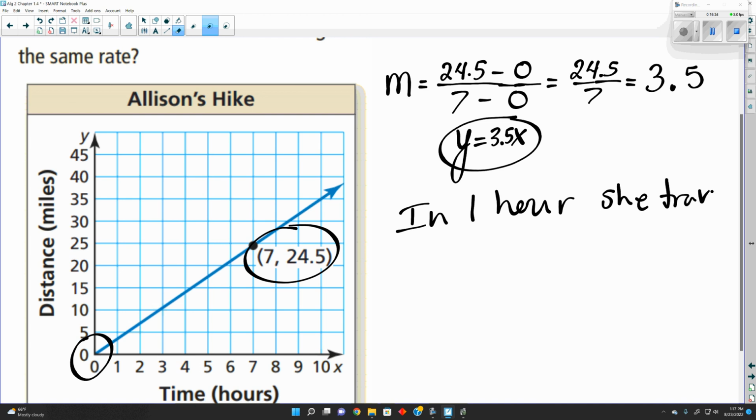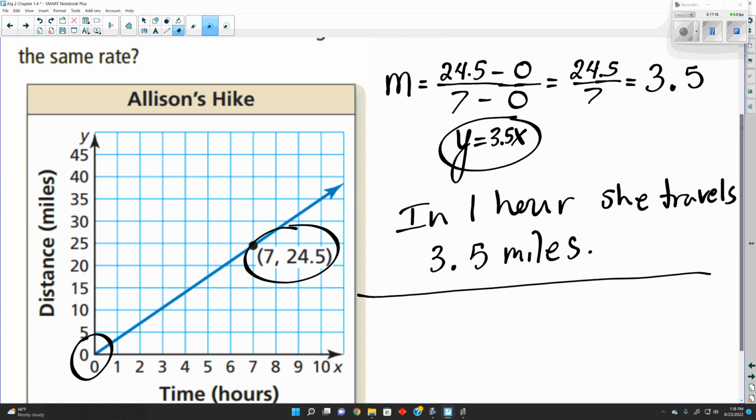she travels what? 3.5 miles. No, you're good. If she could travel 14 miles in 1 hour, that'd be impressive. So in 1 hour, she travels 3.5 miles. That's just interpreting the slope. We could also have it as a fraction, 7/2. So for every 2 hours, she travels 7 miles. We can write it in different ways.